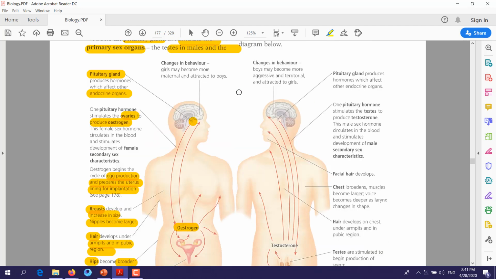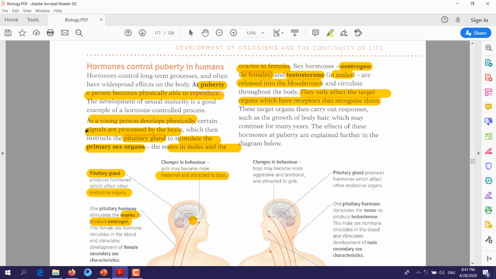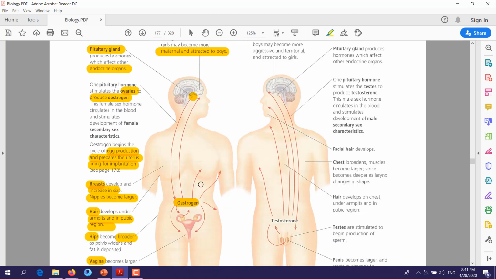Now, a change in the behavior. How will hormones affect the behavior? What will happen to the girls? Girls may become more maternal and attracted to boys. So all of these changes happened by what? By the hormones. Now, the same thing will happen in boys.